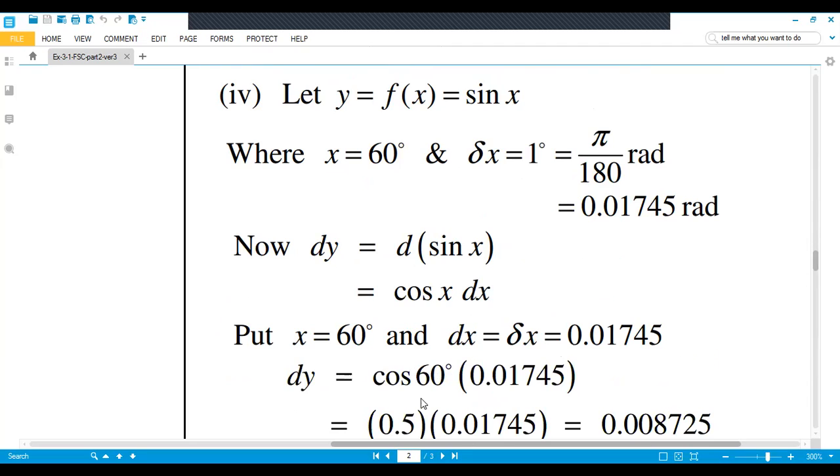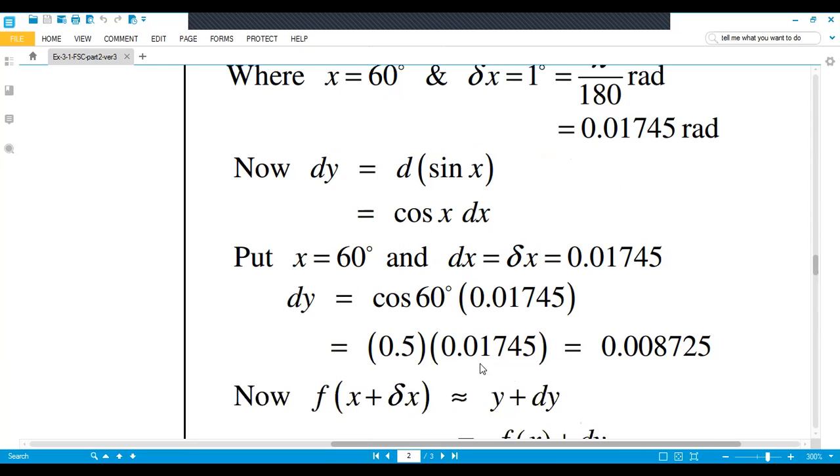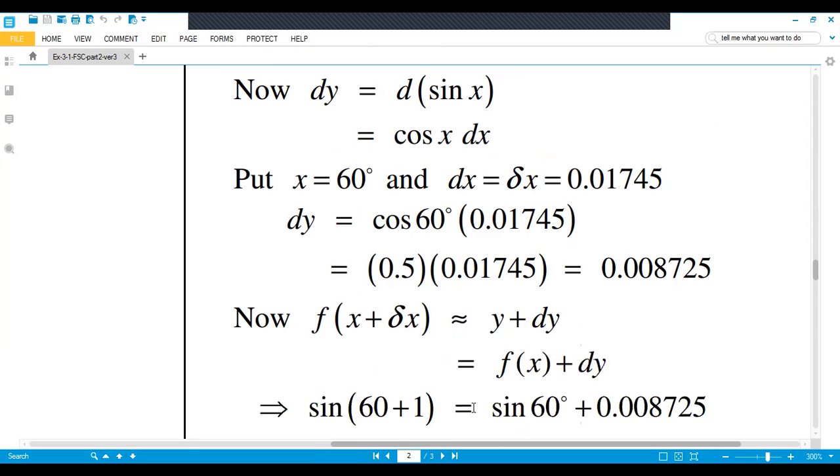You put the values: x is 60 degree and dx or delta x is this 1 degree. Cos 60 is 0.5, and delta x is 0.01745. When you multiply, you will get this. Now take the original function: f of x plus delta x is approximately equal to y plus dy. You write it this way for all parts.